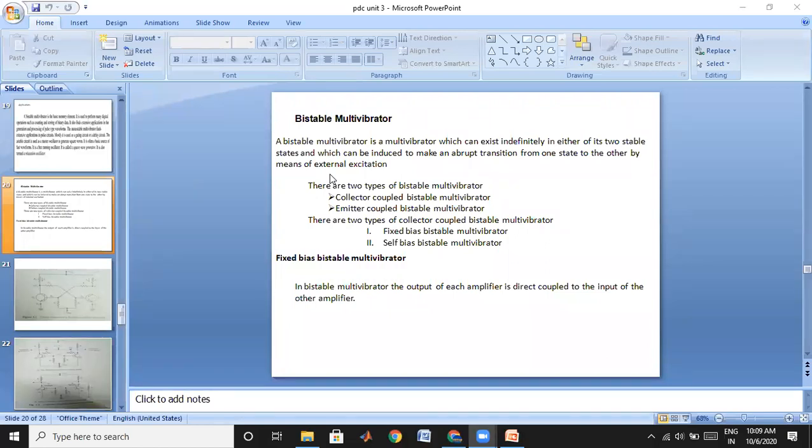That means the output may be in either of the stable states. That is considered a binary bistable multivibrator. Binary means you may have ones and zeros. Therefore the output may be at one level or at zero level continuously. Until we apply a triggering pulse, the state will be maintained constant. Therefore, the bistable multivibrator consists of two stable states.